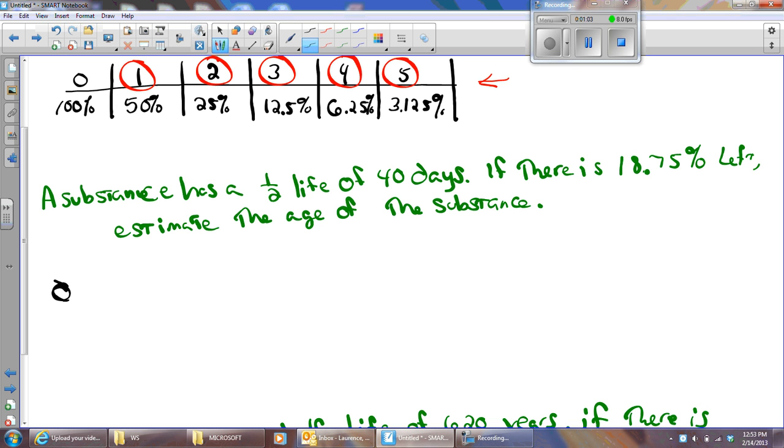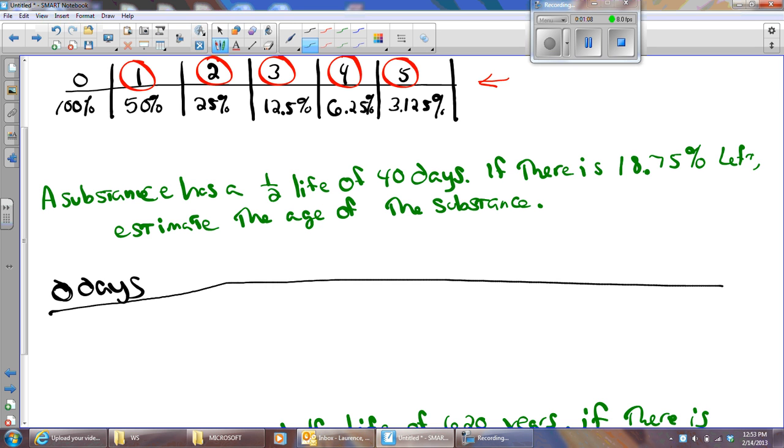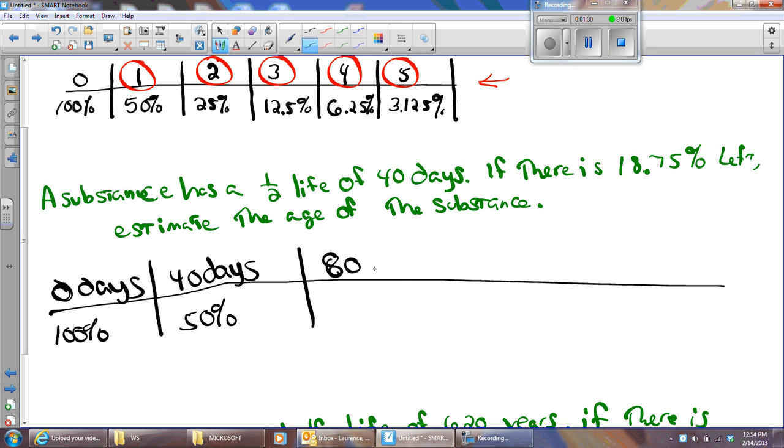I'm going to use 0 days, and that will be at 100%. Well, what goes next? One cycle would be 40 days. How do I know? Because it has a half-life of 40 days, and that means there would be 50% left. Then I have 40 more days, so it'll be 80 days, and that's when 25% will be left.